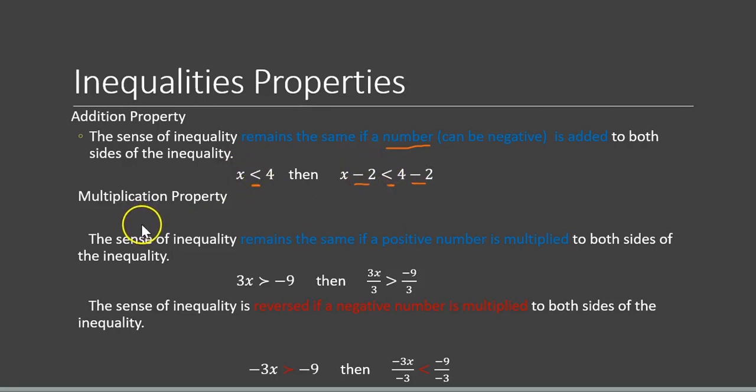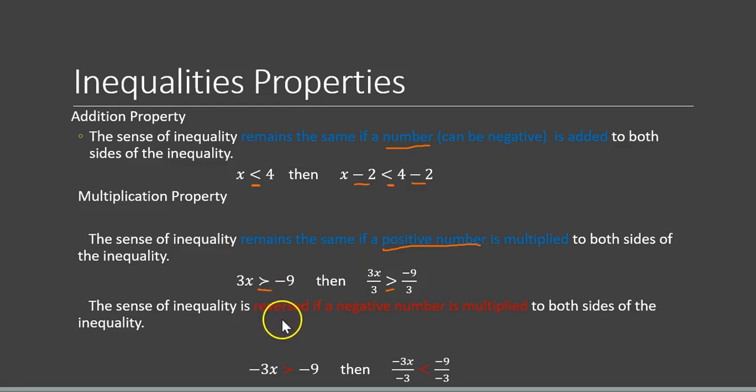For multiplication, if you are multiplying by a positive number, then your inequality remains the same. So for this particular example here, we are multiplying both sides by 1/3. So you can also view this as dividing by a number.